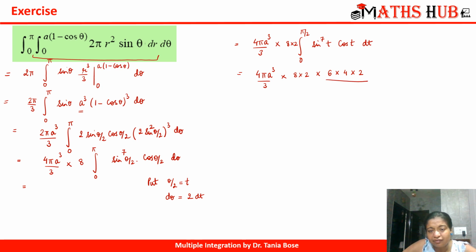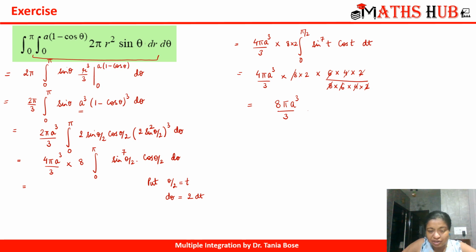In the denominator, we will add the exponent 7 plus 1, 8. And now we will keep on subtracting all the even terms: 8, 6, 4 and 2. Right? Now do we need to multiply pi by 2 here? No, because the exponents are not both even. Right? So from here, 8 cancels, 6 cancels, 4 cancels, 2 cancels. So what are we left with? We are left with 8 pi a cube by 3. So this is your answer, right?